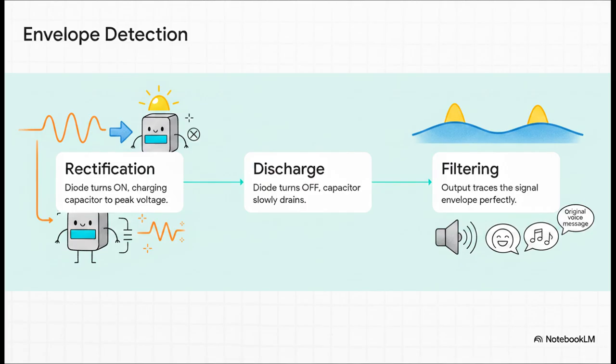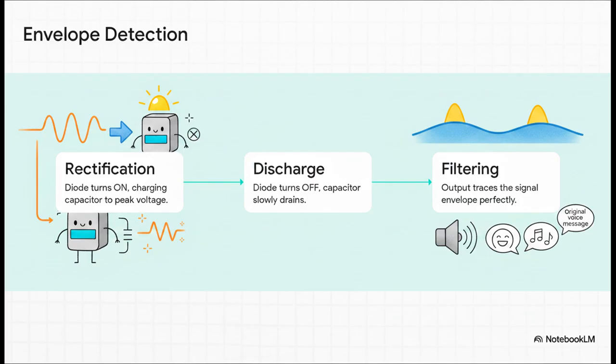Step 1 is rectification. As the incoming AM wave hits the circuit, the diode turns on only during the positive half cycles. This lets electricity charge up the capacitor to the absolute peak of the wave. Step 2 is discharge. As the rapid carrier wave drops back down, the diode shuts off. But the capacitor holds onto its charge and just starts to drain slowly through the resistor.